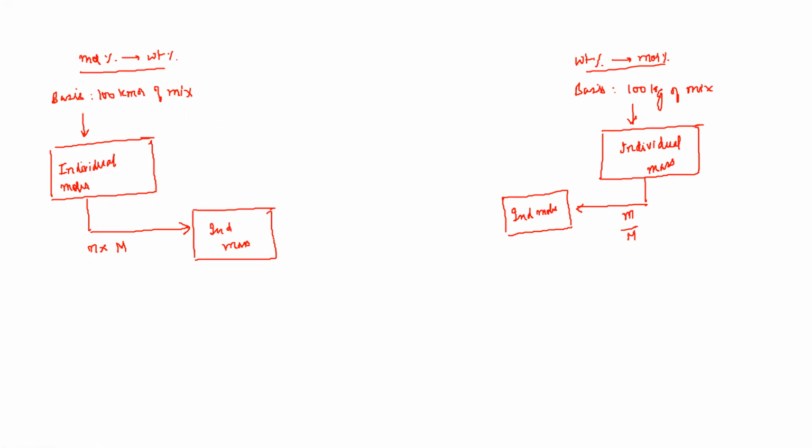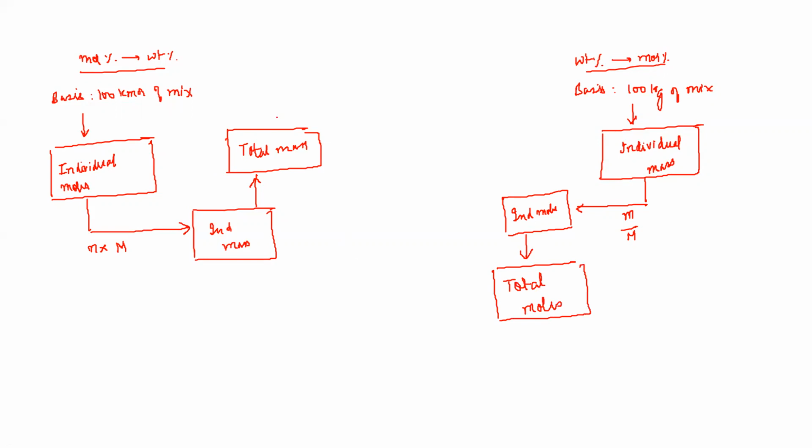All right. Then using individual masses, you're going to calculate the total mass. And similarly, using individual moles, you're going to calculate the total moles. All right. After that, once you get the total mass, you can get the mass fraction or the weight percent. Similarly, from here, you can get the mole percent.